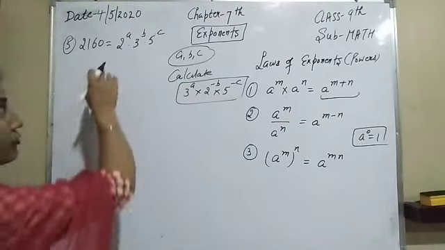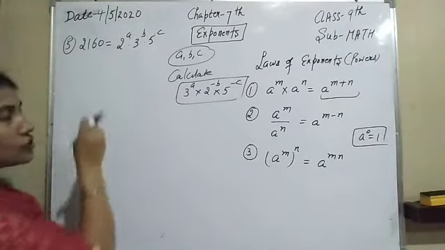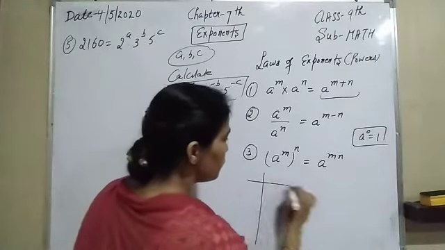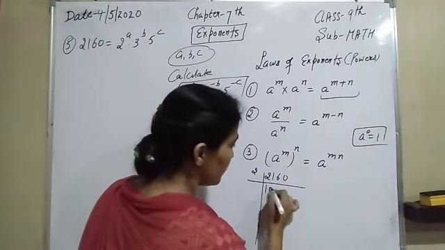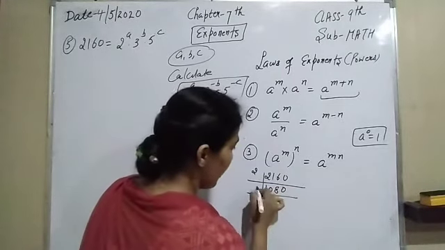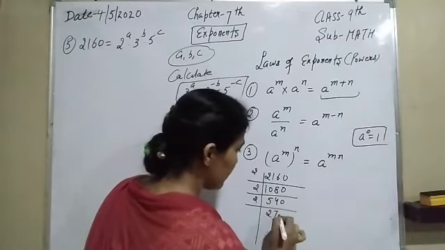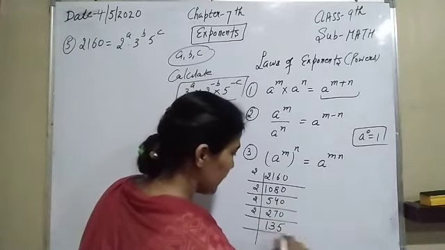Now, in which way do we calculate the values of a, b, c? Firstly, you have to do the prime factorization of 2160. Now here, 2 1s are 2, 0; 2 8s are 16, 0. Here 2 5s are 10; 2 4s are 8, 0. Here 2 2s are 4; 2 7s are 14, 0. After that 2 1s are 2; 2 5s are 10.